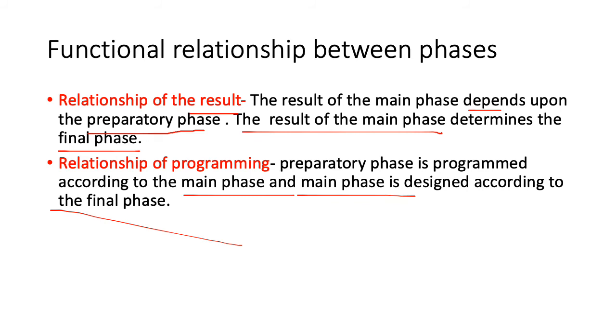I hope this is just to let you know how these phases are related. All 3 phases are interconnected. The main message of these 2 relations is simply that all 3 phases are related. I have just shown you this theoretically, but practically you should know only this, that all 3 phases are interconnected. If you do well in one phase, then the second phase will be fine. And if you do well in the main phase, then your final phase will be fine. So all 3 are interrelated, and theoretically we have defined these 2 relationships, the relationship of result and the relationship of programming. So I hope I have made it very clear.